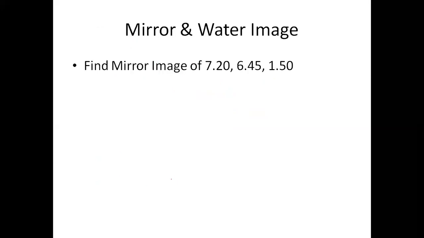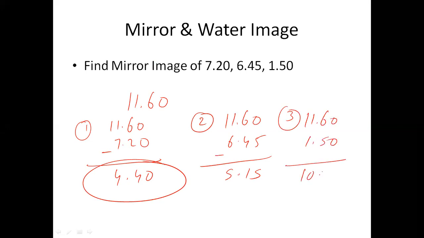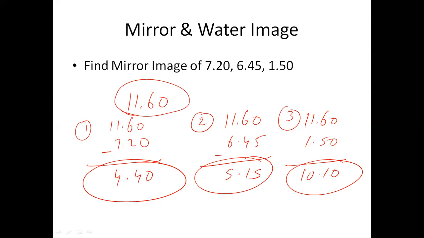The next concept is finding the mirror image. How to find mirror image? Mirror image means you have to subtract the given time in the question from 11:60. For example, first question, from 11:60 subtract 7:20. The answer becomes 4:40. For the second question, from 11:60 subtract 6:45. It comes 5:15. For third question, from 11:60 subtract 1:50. It comes 10:10. So this is how to find the mirror image of a clock. For any mirror image, subtract the time given from 11:60.